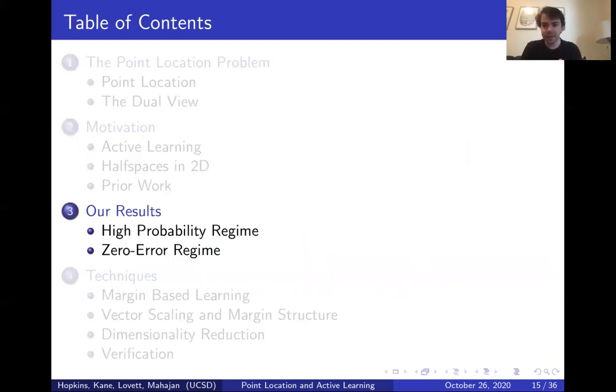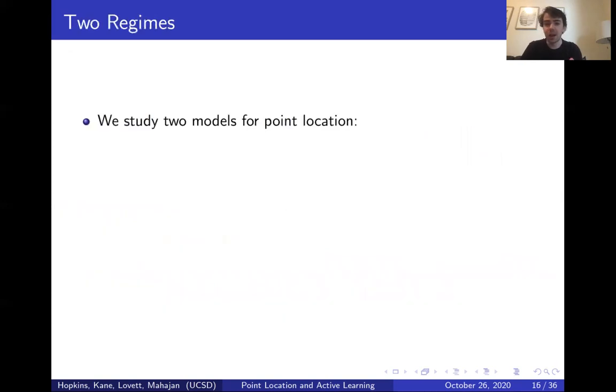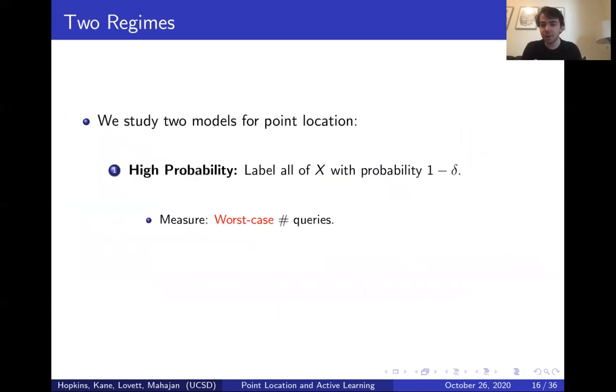Okay, so let me say something about our results in a little bit more detail. We actually study two different regimes of the problem. The first is more common from a learning theoretic standpoint, which is solving the problem with high probability. So the idea is that we're going to label x correctly with probability at least 1 minus delta for some small error parameter delta. And beyond this guarantee, we won't need anything. So we'll allow errors to be made with probability delta. It could be entirely wrong. And our measure in this case will be fairly strong. We'll measure the worst case number of queries used to do this.